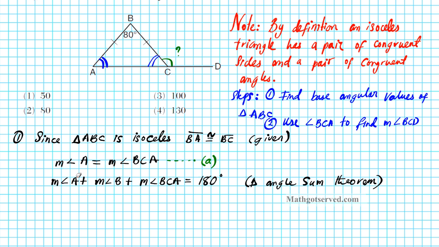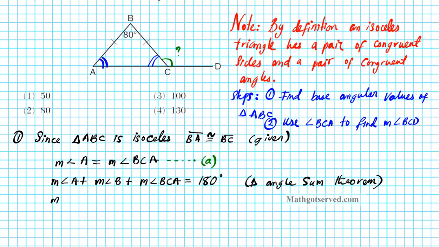Since measure of angle A is equal to measure of angle BCA, I can make a substitution. Wherever there's angle A, I could use BCA. Wherever there's measure of angle BCA, I can use measure of angle A. So I can use it interchangeably. Now, since BCA is what I will be using to find BCD, it's adjacent to BCD, I would like to substitute A with BCA using equation A. Okay, so let's go ahead and make that substitution.